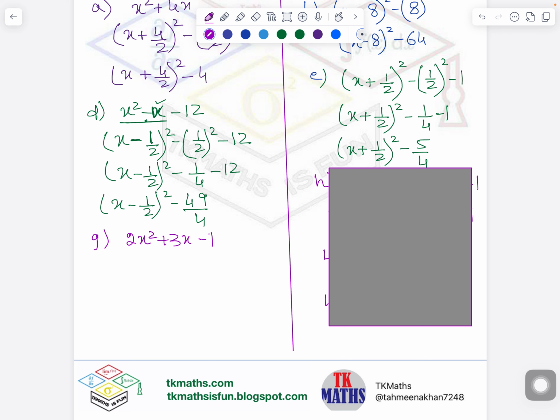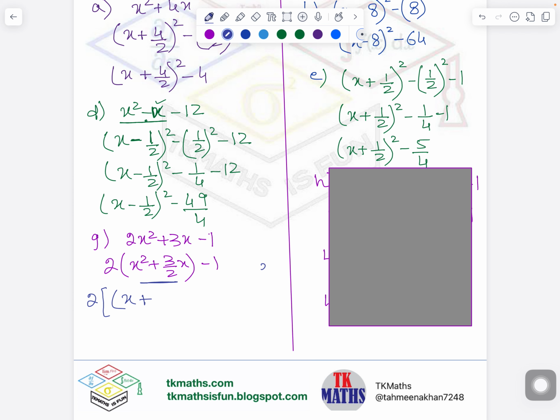That is a common mistake which is at times made by students. My focus will be on these two terms. Minus 1 I will not disturb. So it will become x square plus 3 upon 2x minus 1. Now this is exactly what we have done in part A and D. So I will keep 2 outside and from here I will write x plus.